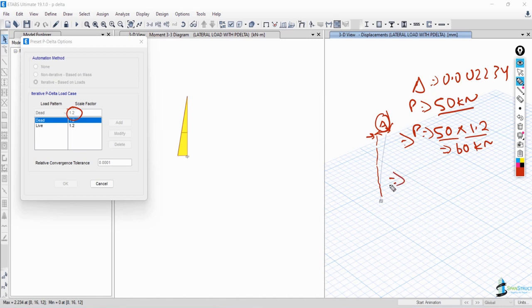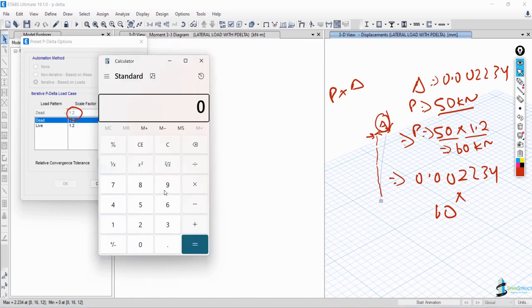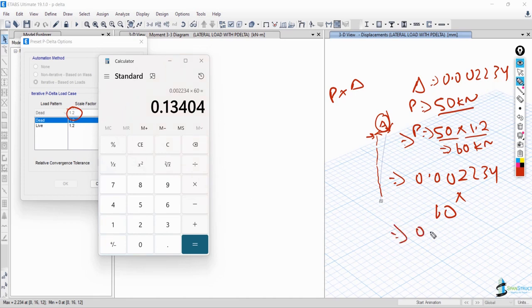Now you calculate P-delta, that is P multiplied by delta. So this will be 0.002234 multiplied by 60. Now you calculate it, and you get the value 0.13404 kilonewton meter. This is only the secondary moment we are getting, and this is caused by the P-delta effect.